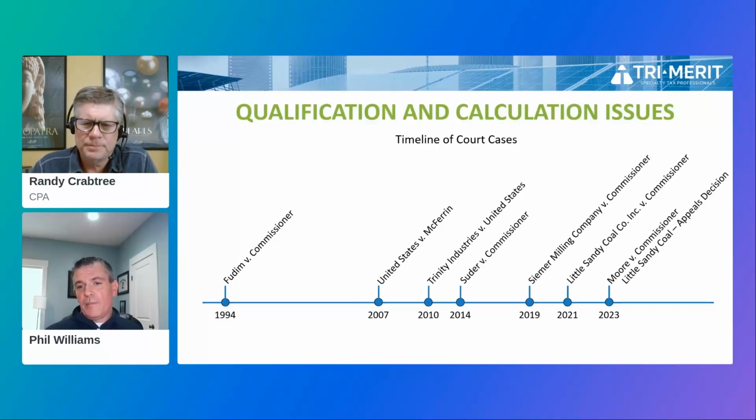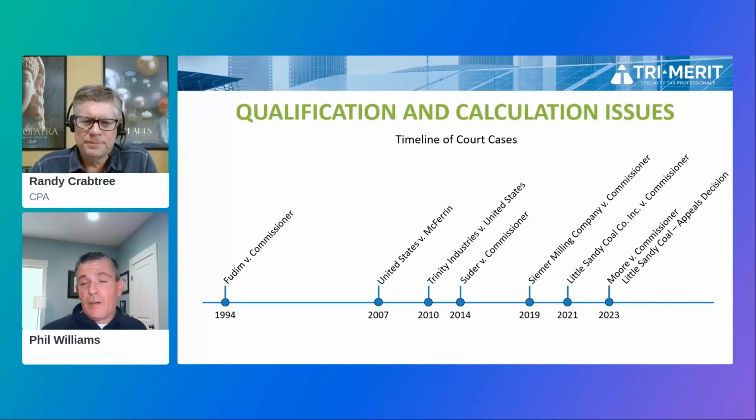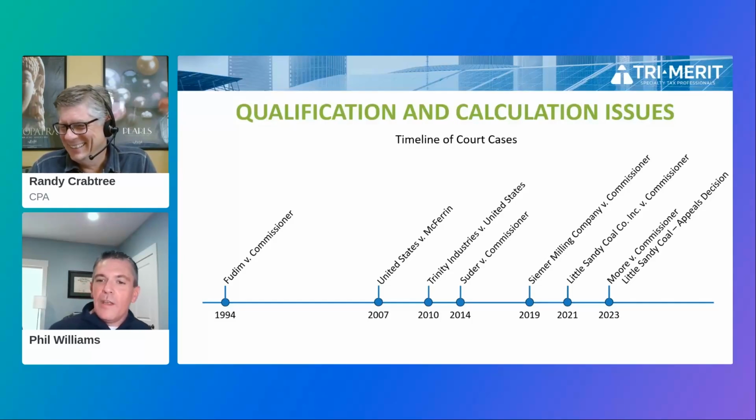Then we got to Seymour Milling in 2019, and that was where, again, if you were to talk to me offline and say, hey, should some of these cases have been brought? Should some of these cases have been appealed? I could share all of my conspiracy theories with you, but not if you don't have that conversation.